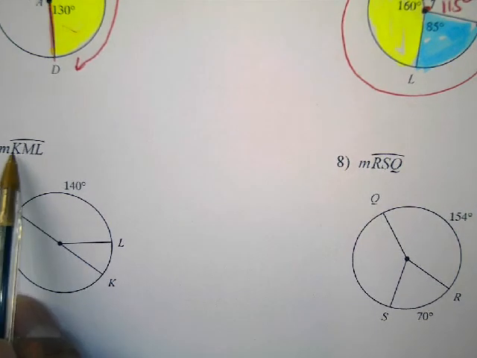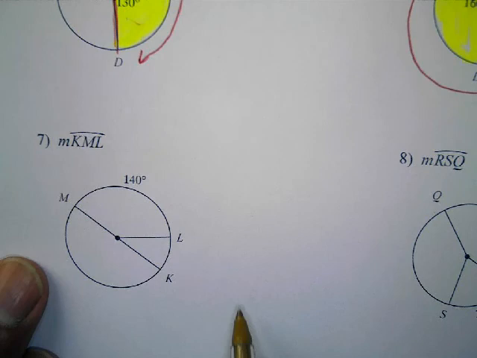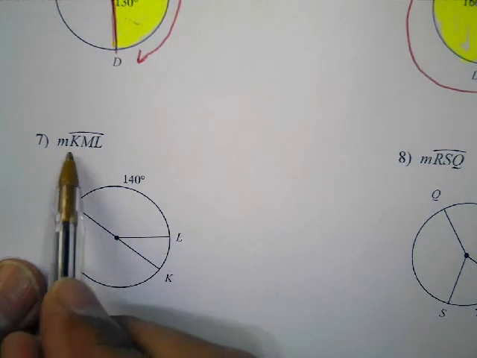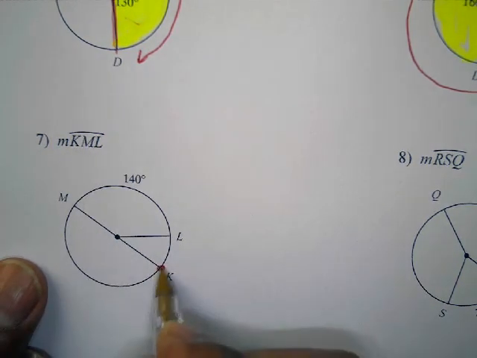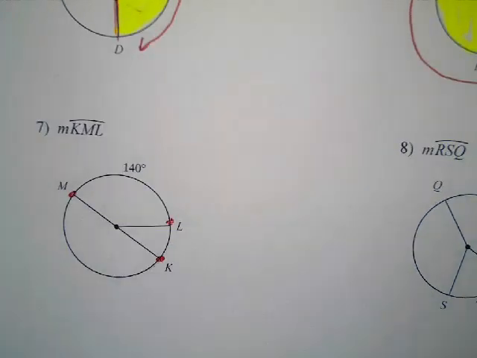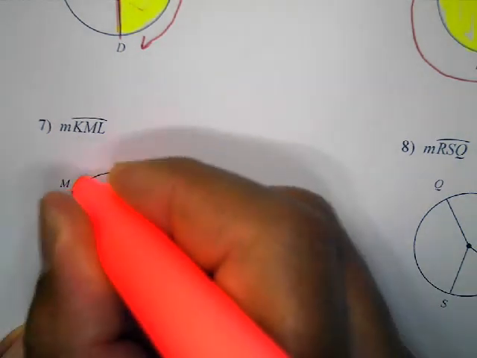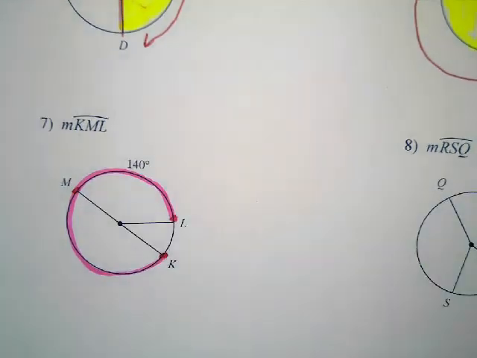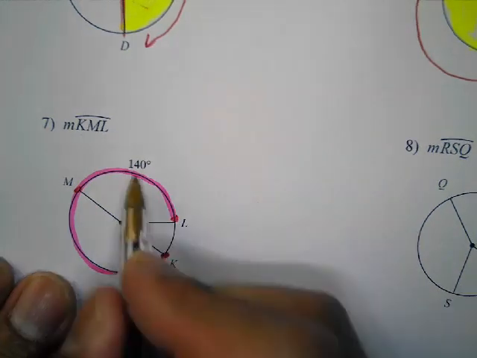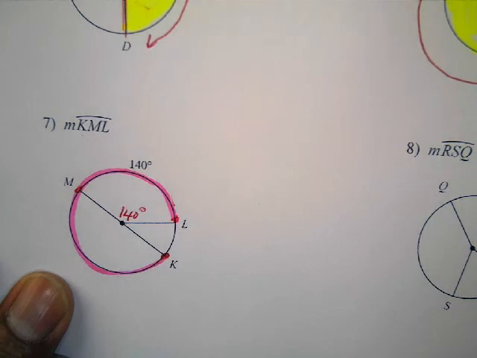Okay, last two. This one's easy, huh? Now this is saying find the measure of the arc KML. K to M to L is all of this. So you've got to follow it all the way around. You've got to follow the points. They're asking me for all of that. Well, pretty much what you're going to do is you're just going to find everything.